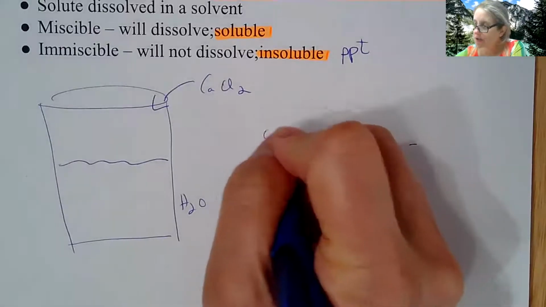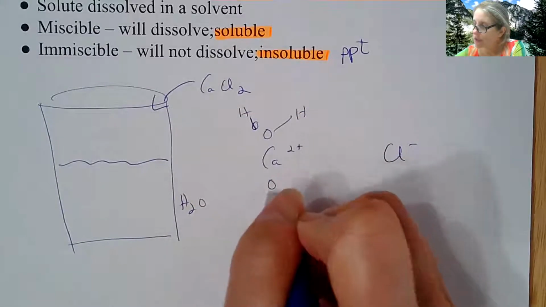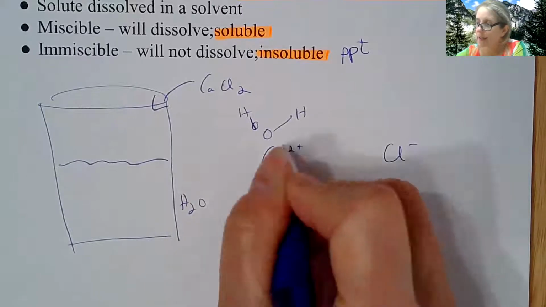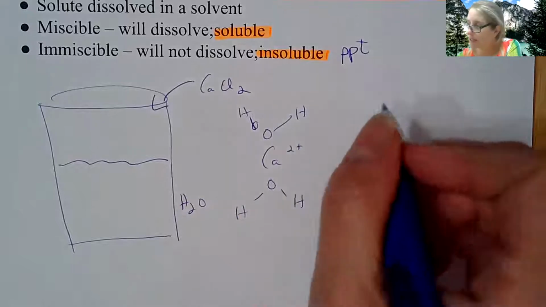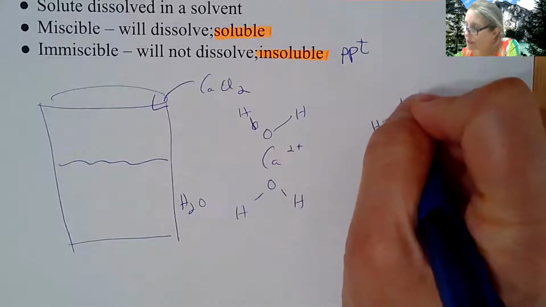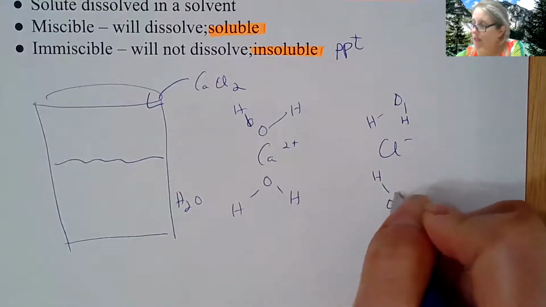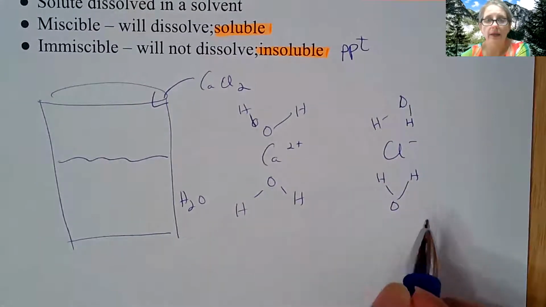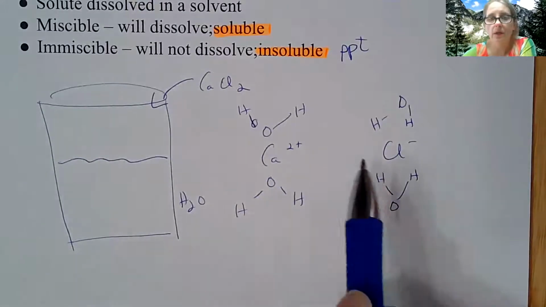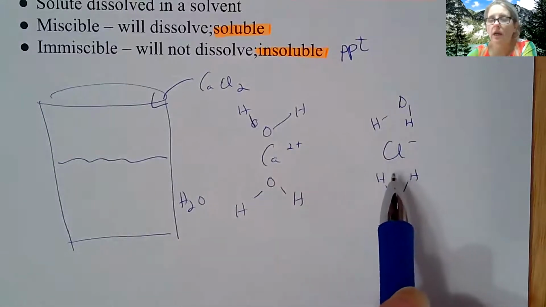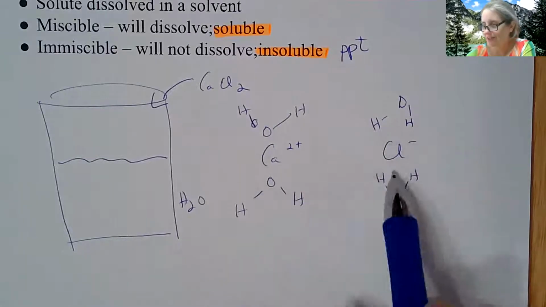So remember, oxygen end of the water molecule is negative. So you're going to essentially surround the cation, whatever the cation is, by the oxygen end. And then the hydrogen end of the water molecule is going to be pointed towards the anion. In this case, it is chloride. And that's really how you show that something is going to dissolve.